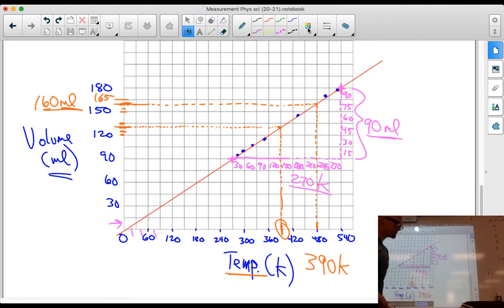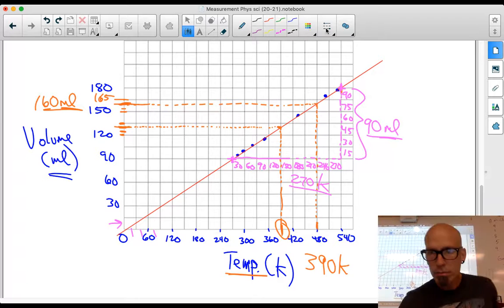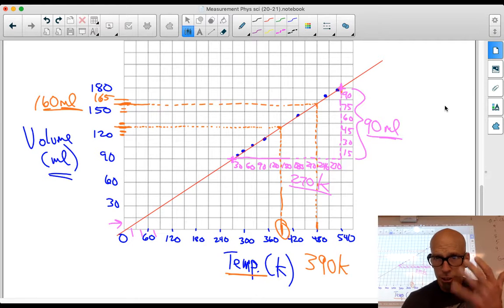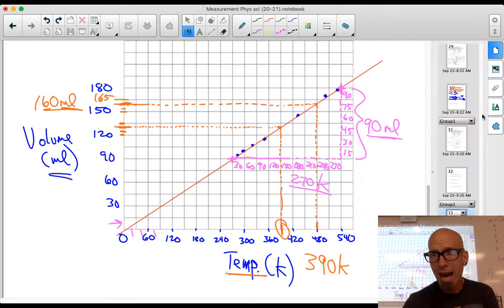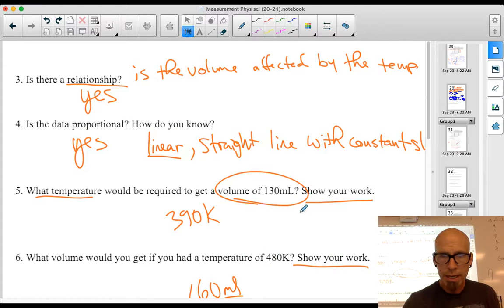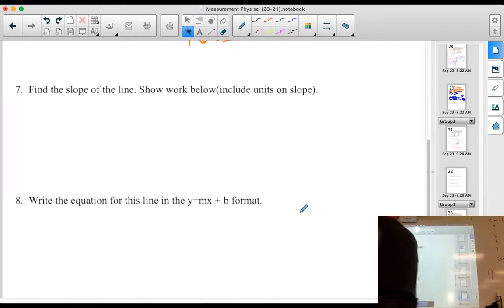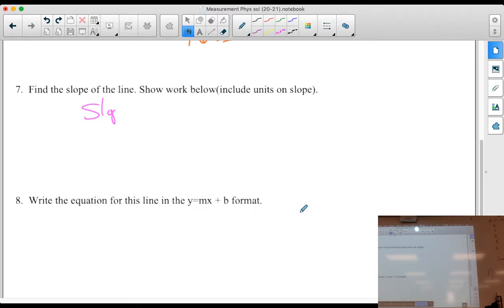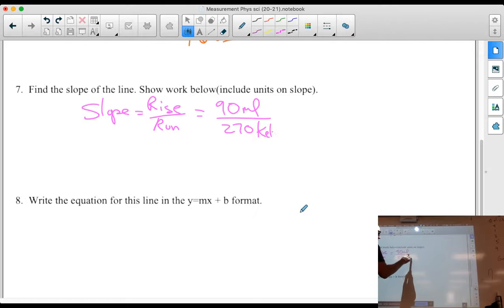That's my rise. So then I go back. So I mark all that out. I show that on the graph. And then I go back to where the work's supposed to be done. And I say, okay, well, I'm finding my slope. So I say my slope is rise over run. And that is 90 mLs of rise over 270 Kelvin of temperature.